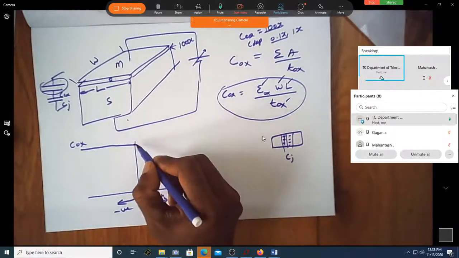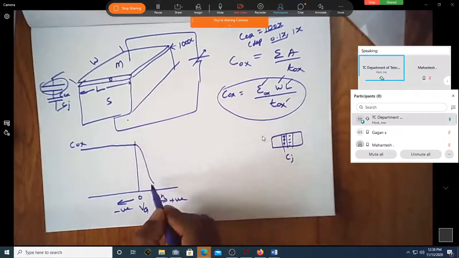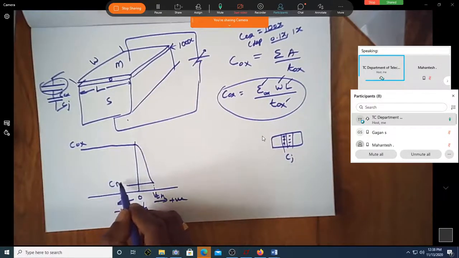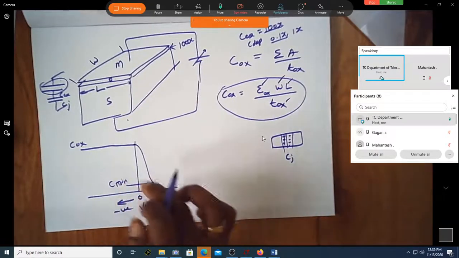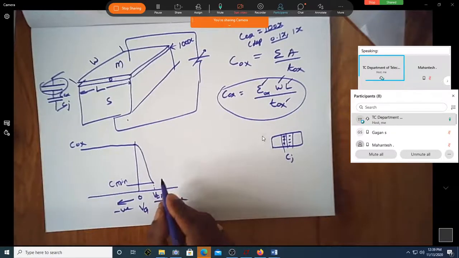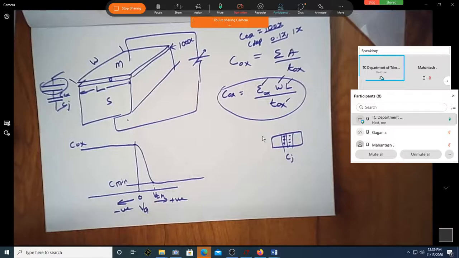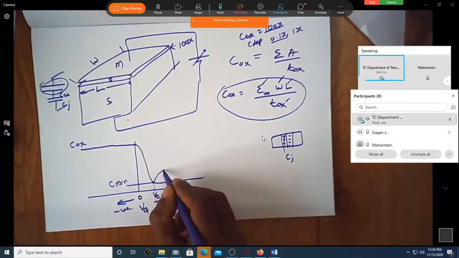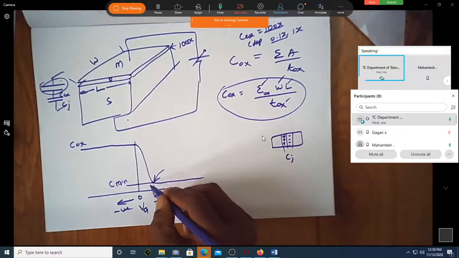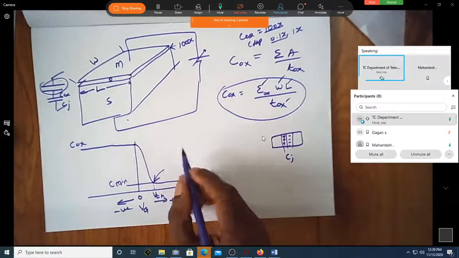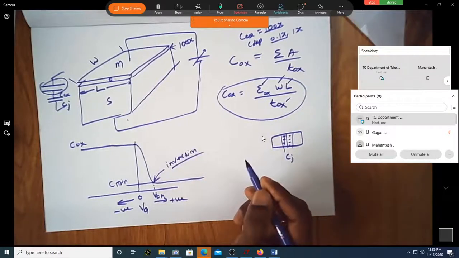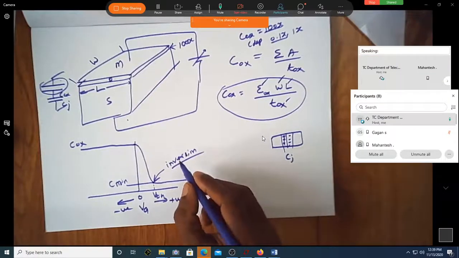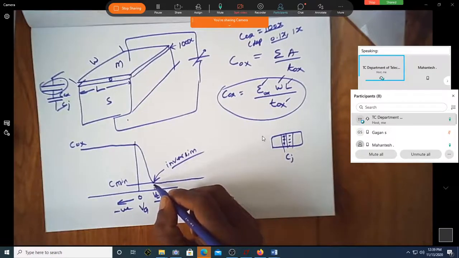Why is this capacitance coming down from COX to a C minimum? I will write it as C minimum. C minimum will be reached whenever your voltage reaches the threshold voltage. Beyond that, this capacitance almost remains constant. So this is nothing but the end of the depletion region, or the starting of inversion. You are going to have the inversion region starting from this point.